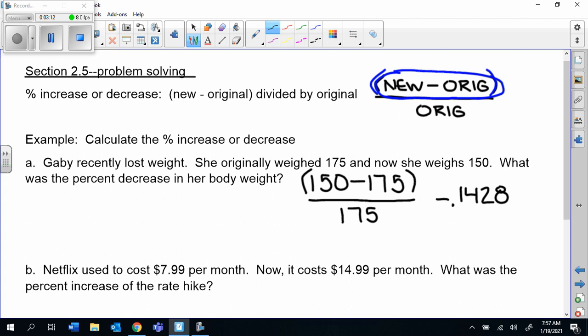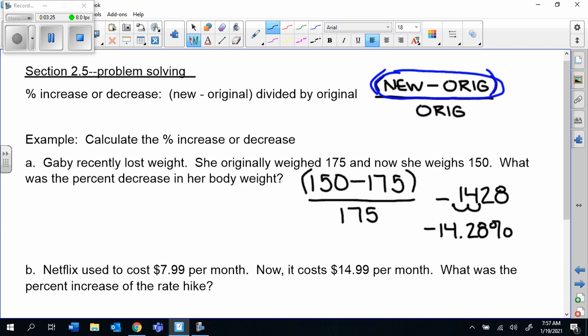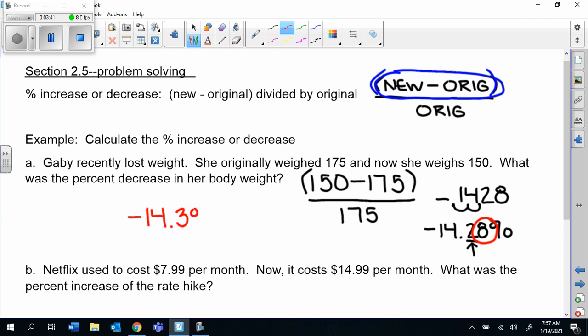So I'm going to round to the nearest tenth. So I'm going to move this over 2 times to make it a percent. So I'm going to get minus 14.28%. And then I'm going to look at that 8 because I want to round to this one right here. So the 8 is what I'm going to look at. 8 is 5 or larger. So my final answer here I'm going to write as minus 14.3% of her body weight.